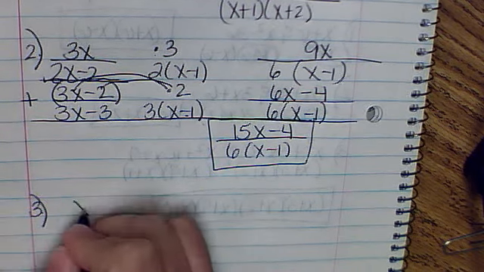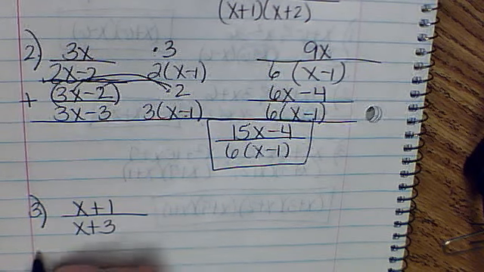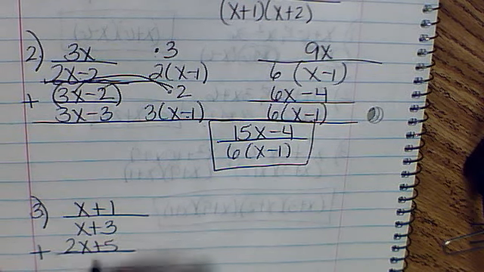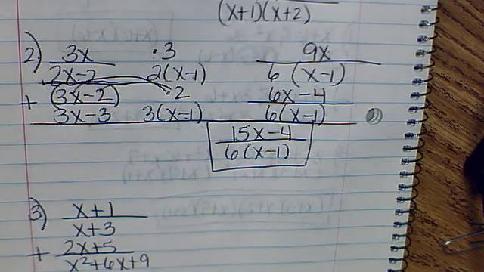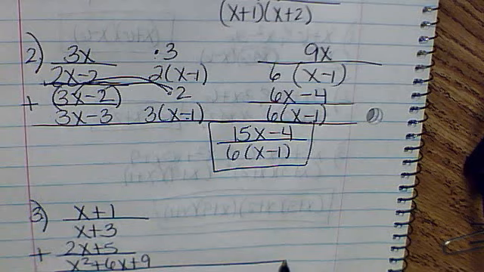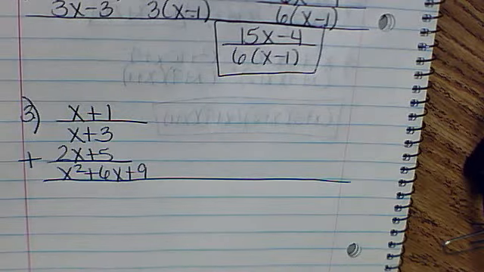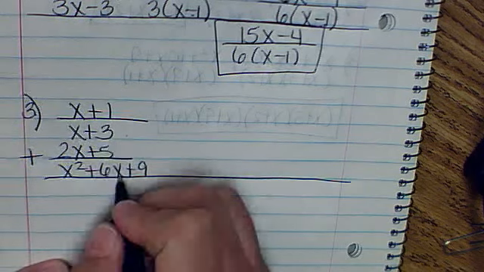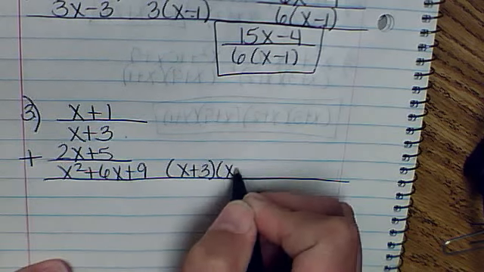Number 3, x plus 1 over x plus 3 plus 2x plus 5 over x squared plus 6x plus 9. So we start out by finding the common denominator. And we start that by factoring. X plus 3 can't be factored. X squared plus 6x plus 9 is factored into x plus 3, x plus 3.